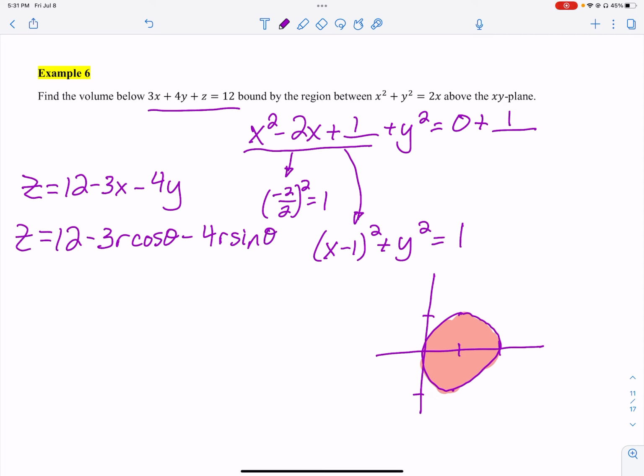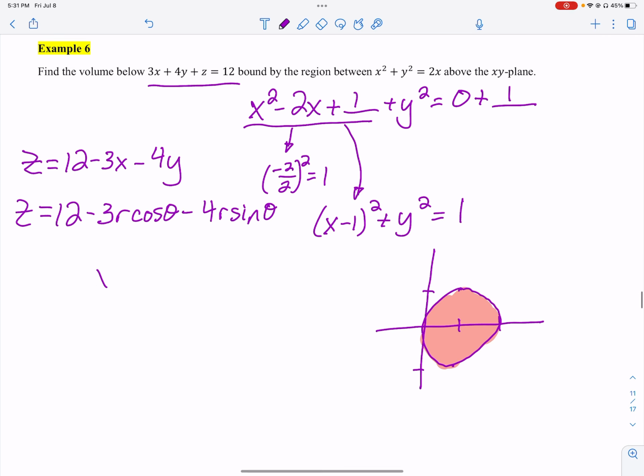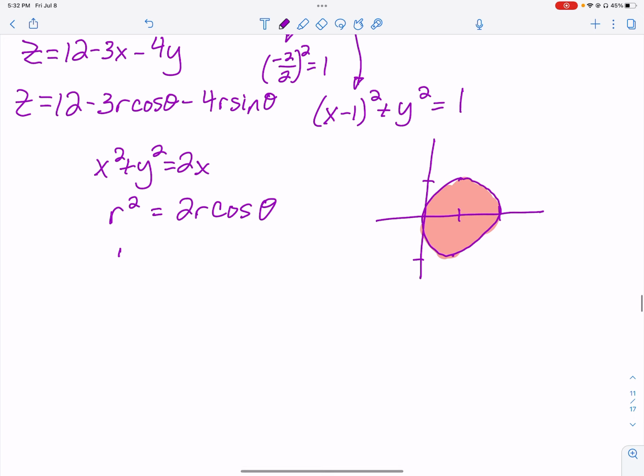That's good. And then we're going to need to take x squared plus y squared equals 2x. Convert this. Okay, so that's r squared on the left. And then on the right, we can replace x with 2r cosine theta. If I divide both sides by an r, I get r equals 2 cosine theta.